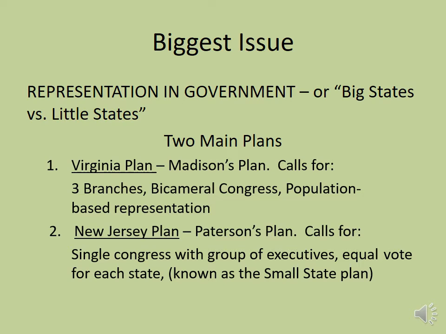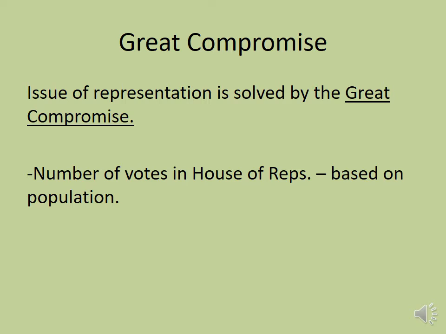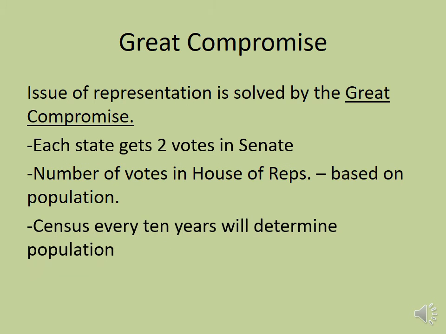Okay, so we see the two plans for government. The Great Compromise. The issue of representation is solved by the Great Compromise. They compromised, and each state would get 2 votes in the Senate, and the number of votes in the House of Representatives would be based upon your state's population. So basically, it's what we have today.